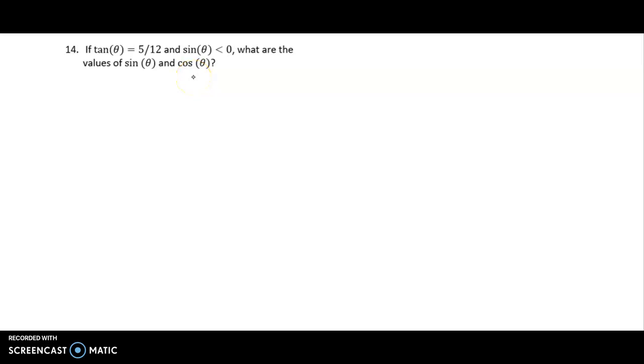Okay, in this one, they tell us that tangent of theta is 5/12, and they tell us that sine of theta is negative, and then they want me to find sine and cosine's values. So, a couple different routes we can go. I am going to look at the quadrants first, A, S, T, C.